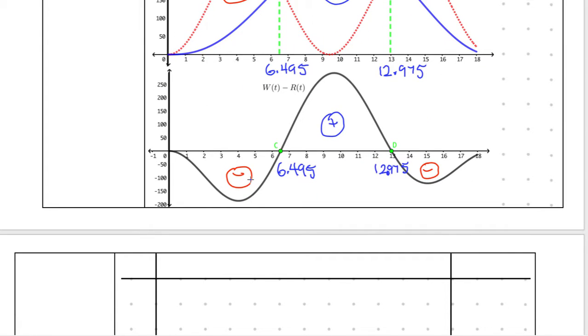Looking at this graph, do you think the maximum can occur at point C? No. No, it is impossible because we have this giant negative area. The AP graders know this. They do not expect you to test 6.495.